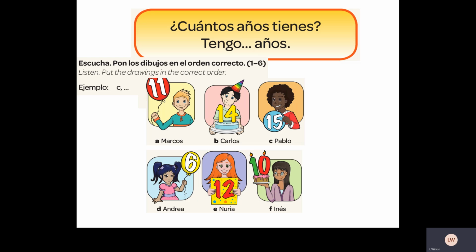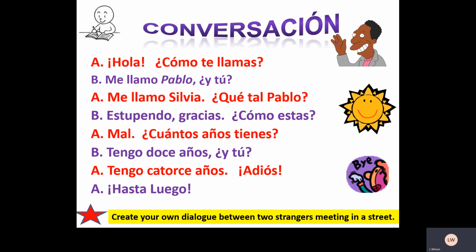Okay, bueno, vamos a hacer las respuestas. Let's do the answers and see if you've got them right. So they should look like this. So, número 2, 10 años. Número 3, Marcos. Número 4, Nuria. Número 5, Carlos. And número 6, Andrea. Well done if you got all of those correct. And if you didn't, just be aware of the numbers that you didn't get correct, because those are the ones that you need to practice on.